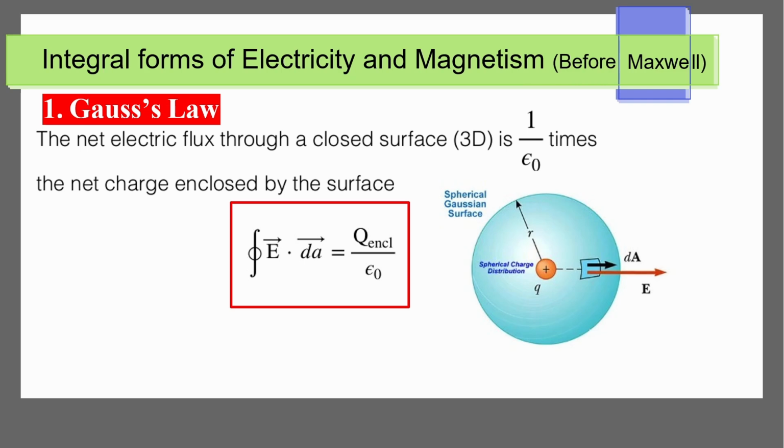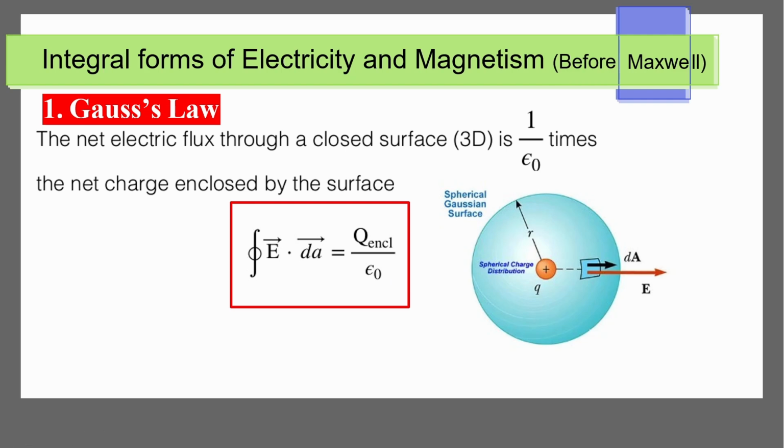Gauss's law relates the electric flux through a closed surface to the charge enclosed within that surface. Here we can see the mathematical expression that describes Gauss's law, where E stands for the electric field, A stands for the surface, the Gaussian surface, Q stands for the charge enclosed by the surface, and epsilon naught is the permittivity of free space.